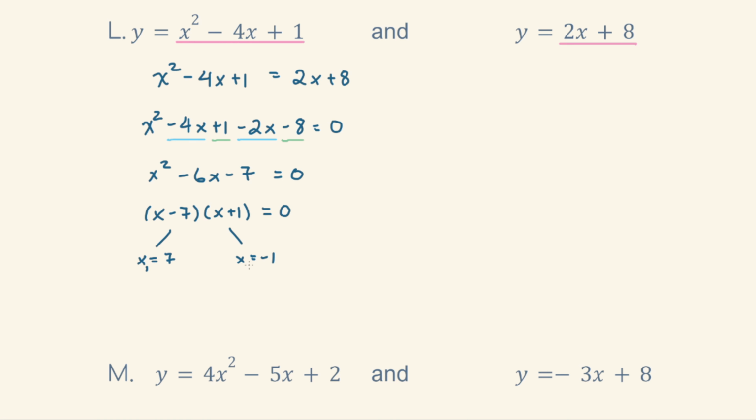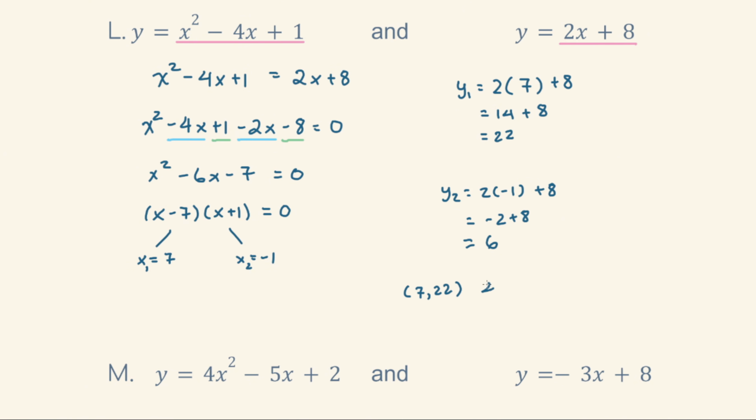Okay, so we have x1 and we have x2. We have two solutions. So let's find the corresponding y's to each of these solutions. Let's plug it back into this rule over here. So y1 is going to be equal to 2 times x1, which is 7, plus 8, which is going to be 14 plus 8. That's going to come out to 22. And y2 is going to be 2 times minus 1 plus 8, which is going to come out to minus 2 plus 8, which is just going to be equal to 6. So my two solutions are 7, 22, and minus 1, 6.